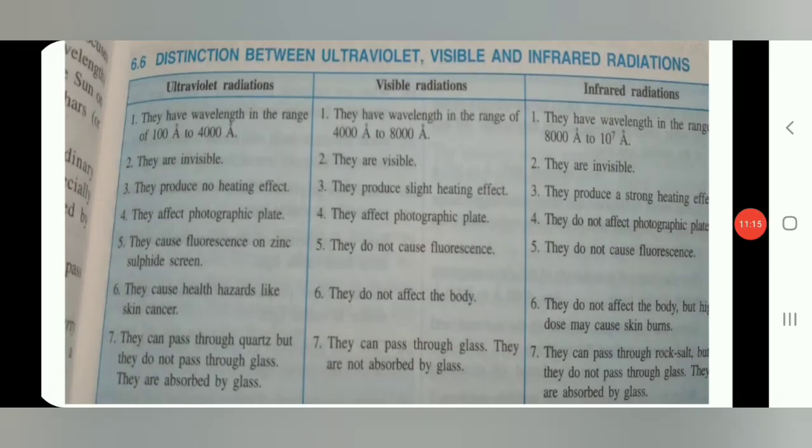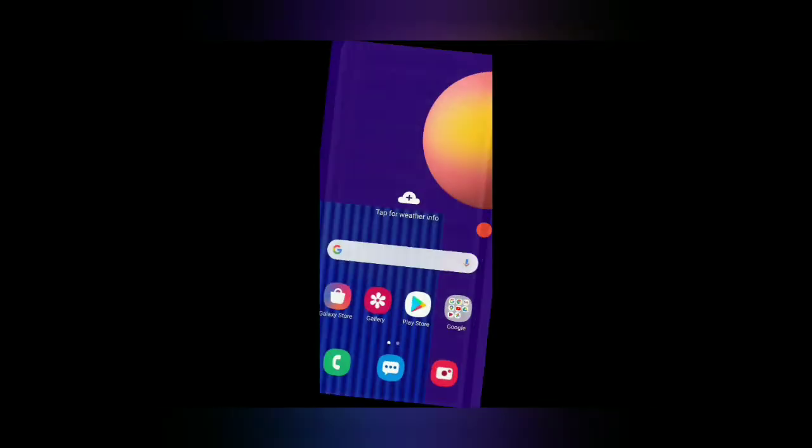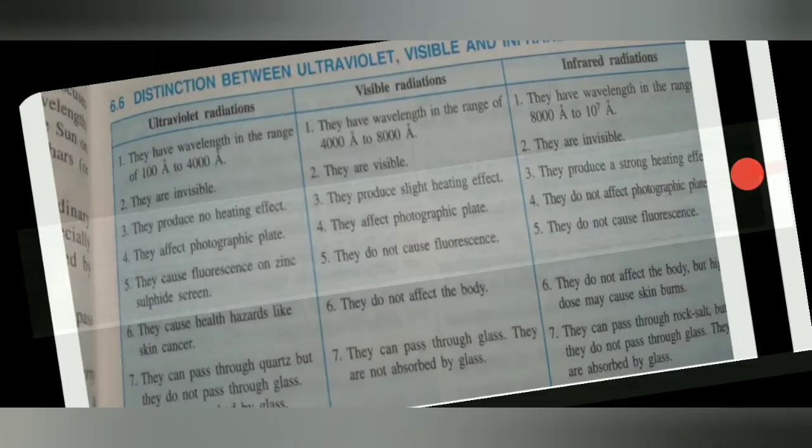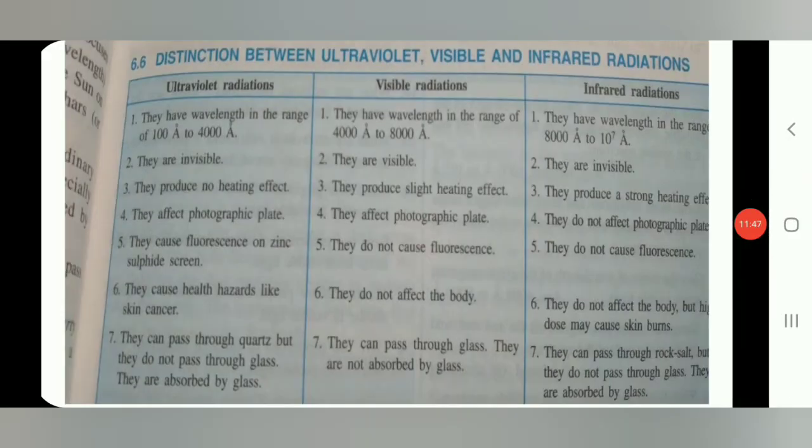Now let us quickly revise what we have done. I will ask you some questions, you can answer. Name the material of prism required for obtaining the spectrum of ultraviolet light. The material of prism was quartz for ultraviolet radiations, and for infrared radiations it was rock salt. And name the radiation which is absorbed by the greenhouse gases in the Earth's atmosphere. The answer for that is infrared radiation.